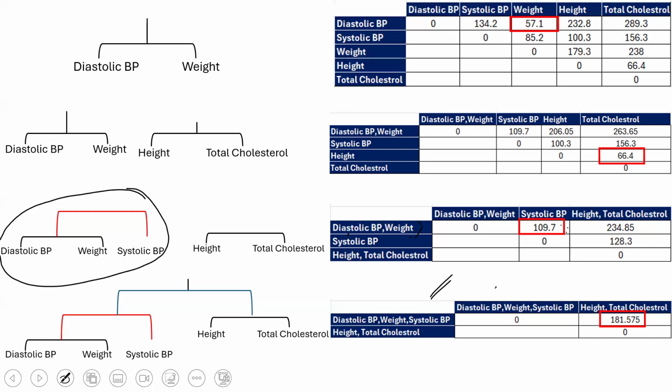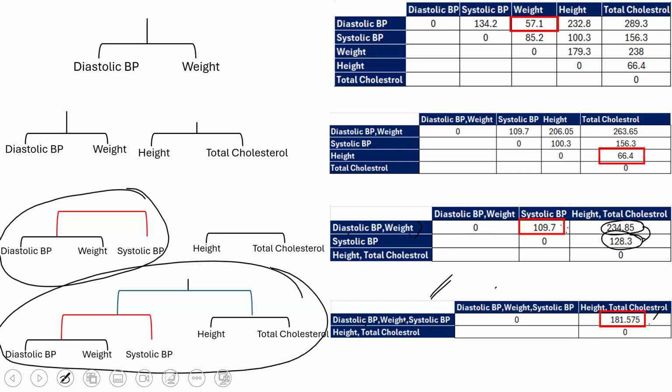Now you have to combine the distance from this cluster to this cluster. That is diastolic BP, weight to height and total cholesterol, which is 234.85, and the distance from systolic BP to height and total cholesterol, which is 128.5. So the average of these two gives this particular value, 181.75. Okay. Finally, the lowest distance that we have is 181.7, so combine everything into a single cluster. So this is how agglomerative clustering will happen.